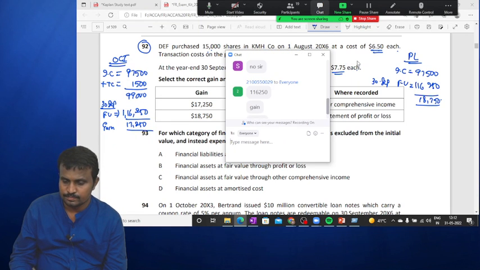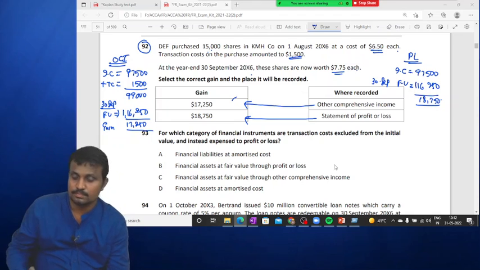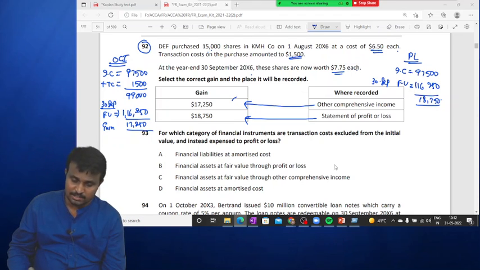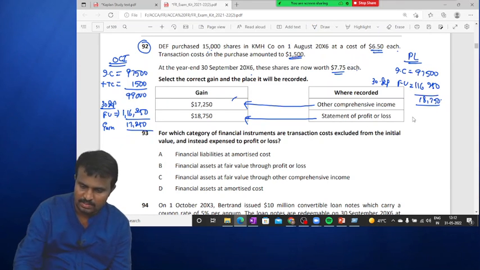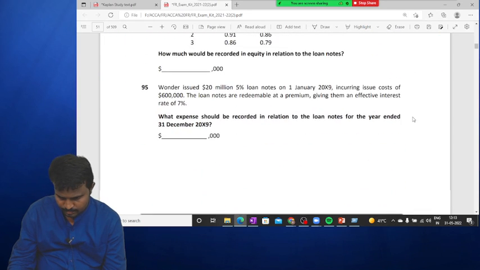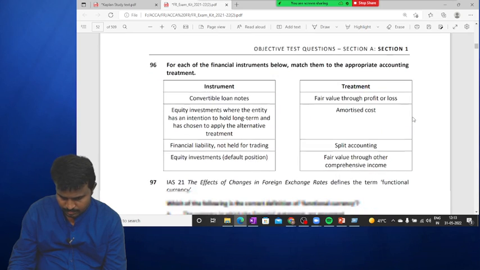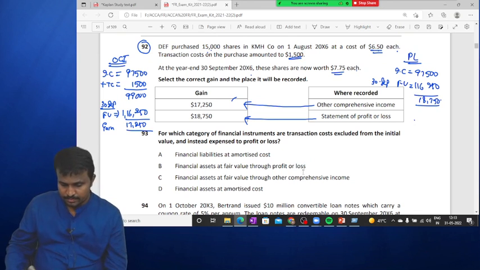Okay now. I hope you are clear about the financial asset equity instrument. Any doubts in equity investment? No, sir. Okay, then.